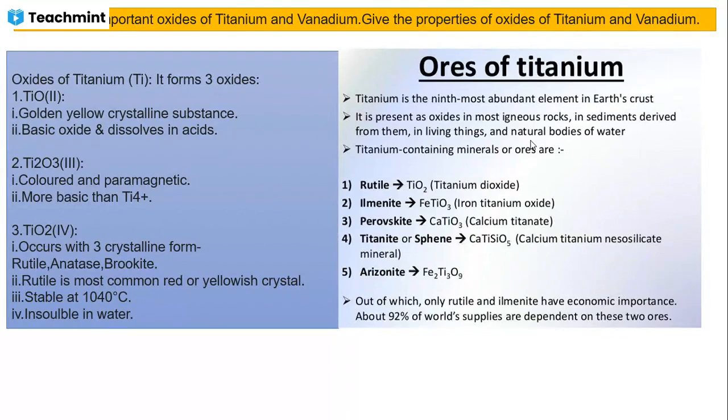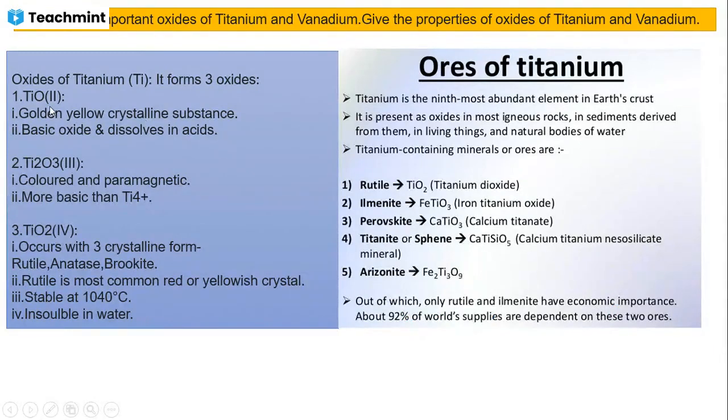most igneous rocks, in sediments derived from them, in living things and in natural bodies of water. Titanium-containing minerals or ores are rutile, ilmenite, perovskite, titanite or sphene, and arizonite, out of which only rutile and ilmenite have economic importance, because 92% of the world's supply depends on these ores.